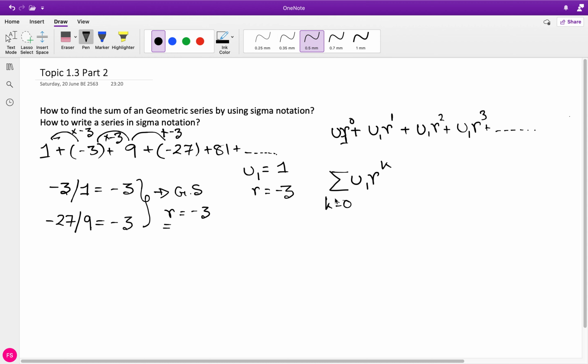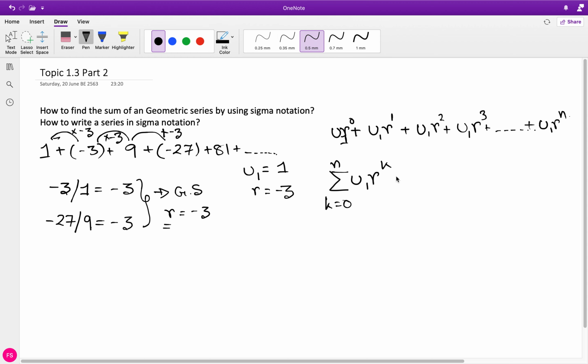This is where you write the lower limit of the series. I also discussed this before. And this is where you write the general term of this series. The general term of this series is U1R to the power of k, and this k starts with 0. So the lower limit is k equals 0, and it will keep on going until, since we don't know how many terms there are in the series, I'm just going to write n. So I'm assuming that it will stop at U1R to the power of n, which is the last term.